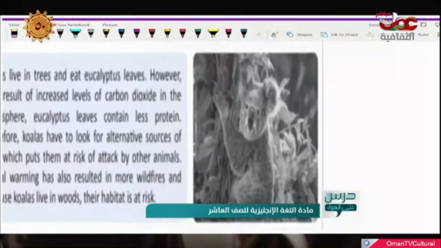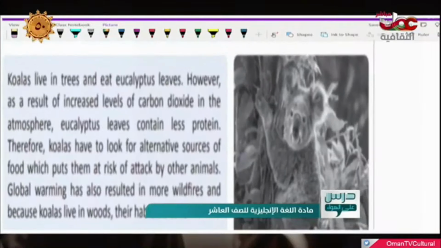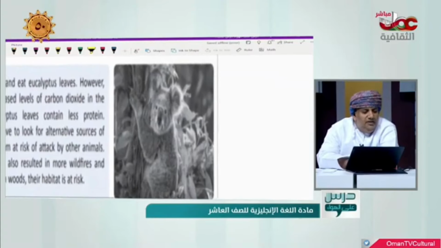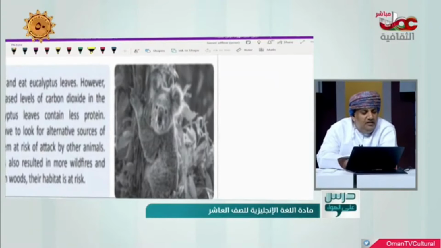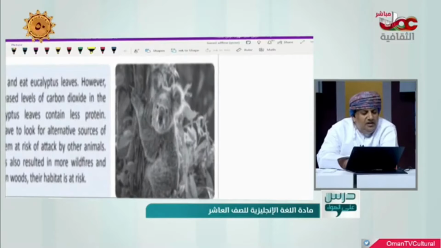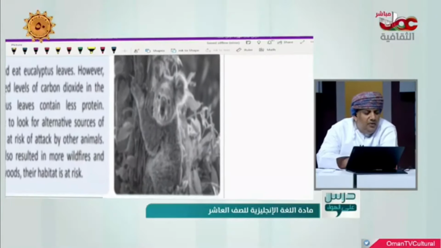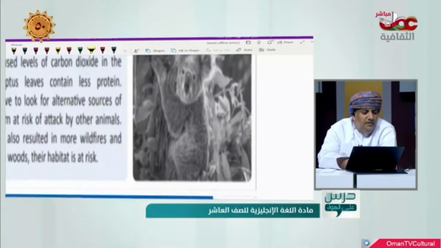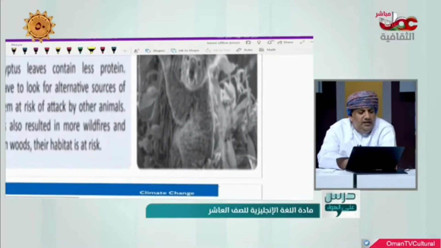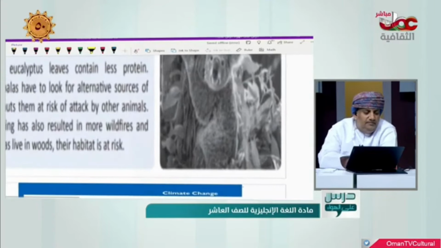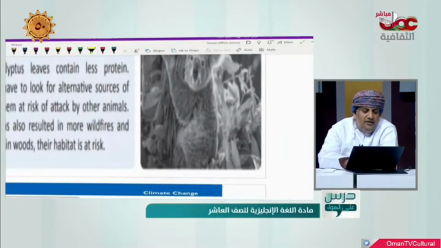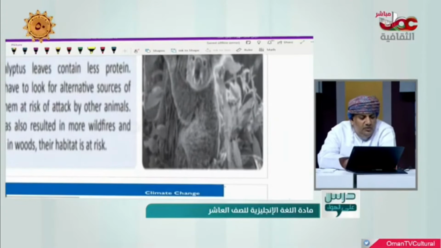Koalas, let's read together. Koalas live in trees and eat eucalyptus leaves. However, as a result of increased levels of carbon dioxide in the atmosphere, eucalyptus leaves contain less protein. Therefore, koalas have to look for alternative sources of food, which puts them at risk of being attacked by other animals. Global warming has also resulted in more wildfires, and because koalas live in woods, their habitat is at risk.